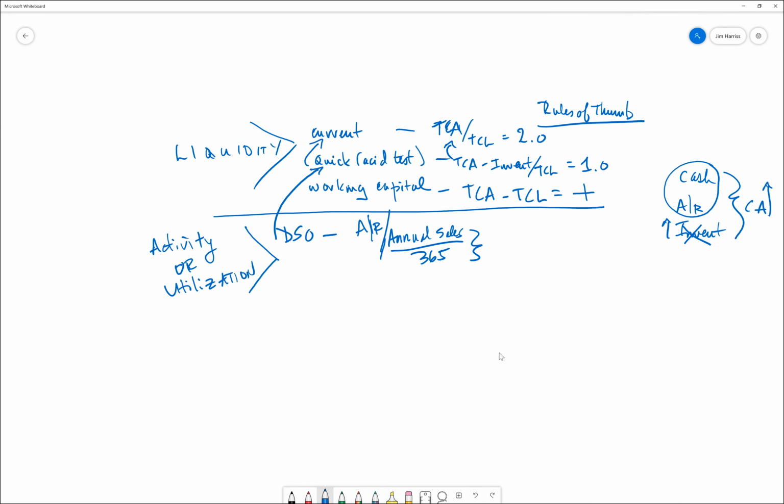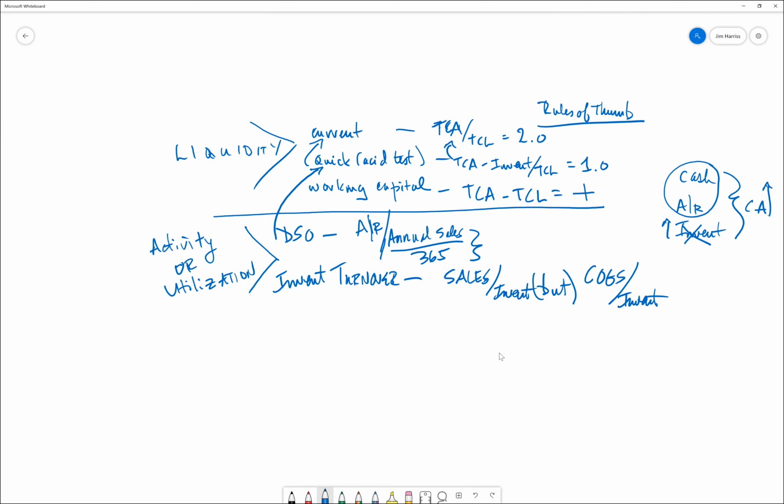All right, now we get to inventory turnover. Normally that's going to be sales divided by inventory, but we're going to do this: cost of goods sold divided by inventory. The reason is that sales has a profit margin, so you're going to get an abnormally or incorrectly high inventory turnover if you use sales.